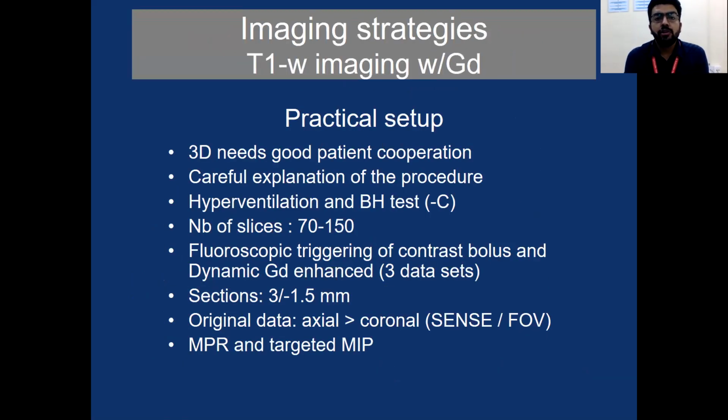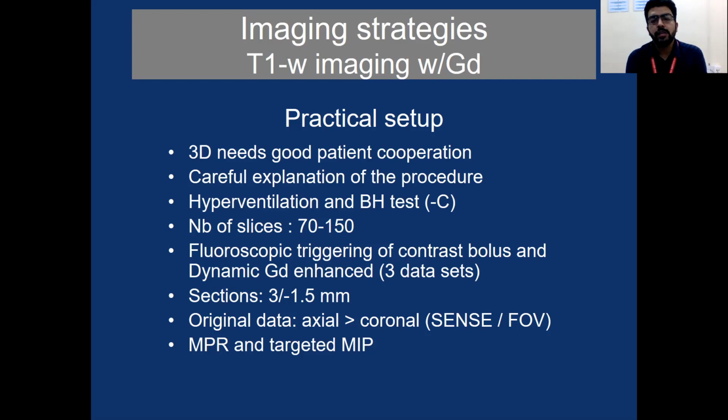So again, we are continuing with imaging strategies. What are the practical setups that we should know? 3D needs good patient cooperation. Careful explanation of the procedure has to be done. Hyperventilation and breath-hold test should be done. Number of slices should be 70 to 150. Fluoroscopic triggering of the contrast bolus and dynamic gadolinium enhanced 3 data sets.